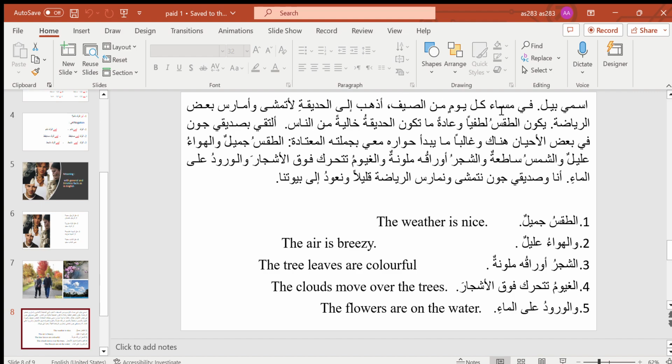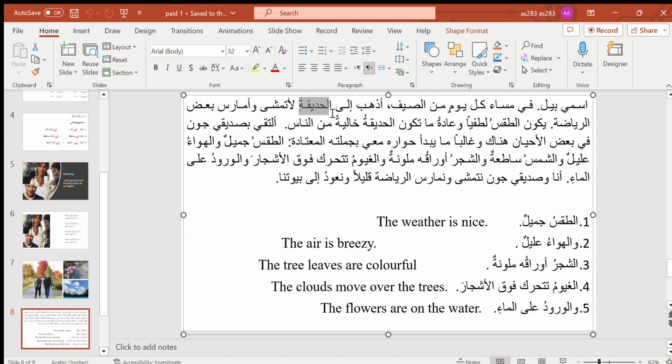And every day in summer. في مساء كل يوم من الصيف أذهب إلى الحديقة. I go to the park. And every day in summer. الحديقة means park, this one, and you can repeat this word after me. الحديقة, so you can say it. الحديقة. الحديقة. Okay.